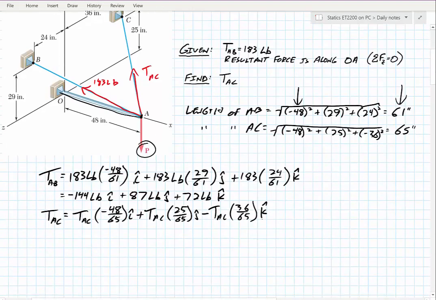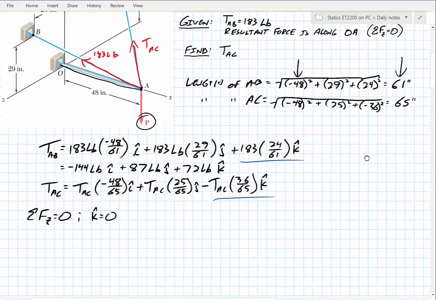I'll just leave that in fractional form because after this, I'm asking, what do I know about this problem? What I know is that the resultant force acting along OA has to be equal to 0, or the sum of the forces in the z equals 0. Let's jump up to that and say I know that the sum of the forces in the z direction must be equal to 0. Well, z is my k hat, right? So my k hats have to sum up to 0. We have two k hats, one from each vector, and that has to equal 0.